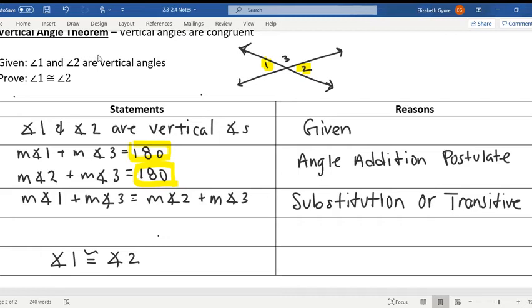Now, we have the measure of angle 3 on either side. We don't want that there anymore. We want to just end up with angle 1 and angle 2. So if I'm adding that to either side, I can now subtract it out and be left with the measure of angle 1 equals the measure of angle 2. I subtracted from both sides, so that is the subtraction property.